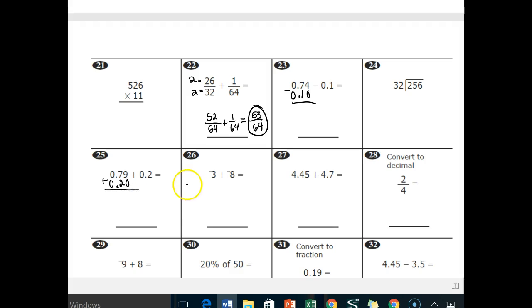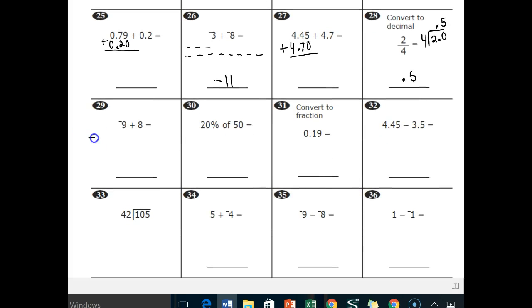Problem number 26, you have 3 negatives here, followed by 8 negatives here. None of them cancel out because they're all the same sign, so you just add them up, and it's negative 11. 11 negatives there. 27, remember to just line up your decimals, add a 0, then add. 28, to convert to a decimal, 4 goes into 2, doesn't, so put your decimal, 4 goes into 20, 5 times, so 0.5 is your answer.